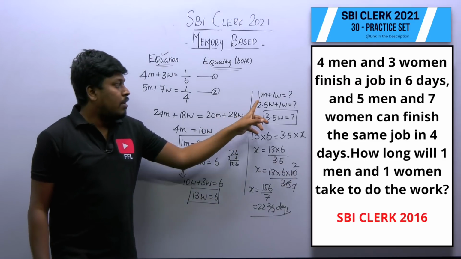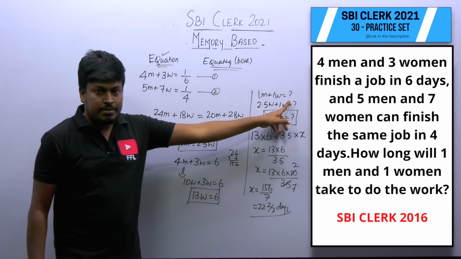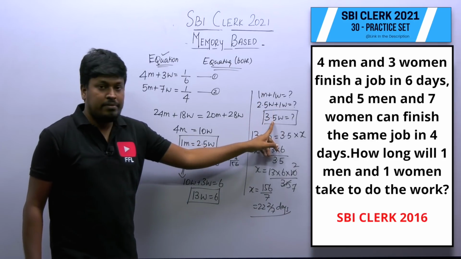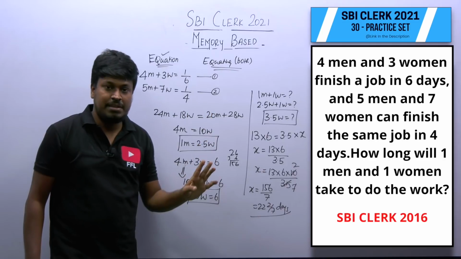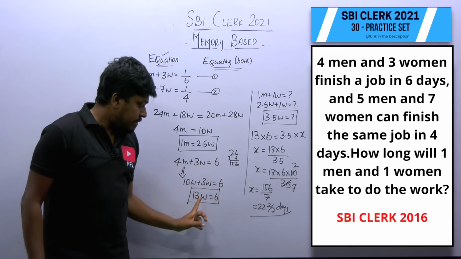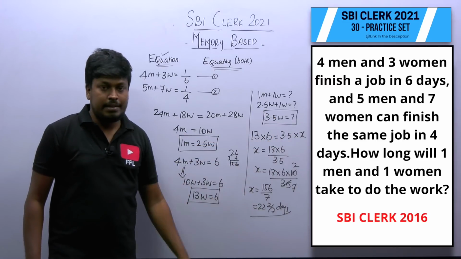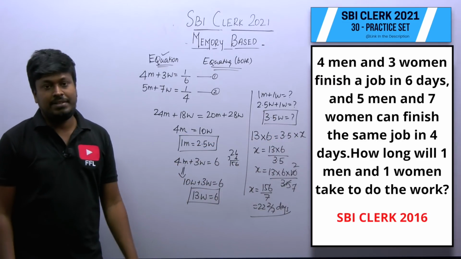According to the question, 1 man and 1 woman, how many days? We know that 1 man is equal to 2.5. So 2.5 plus 1 will be 3.5. So 3.5 women is equal to question mark. So we know that 13 women can complete a piece of work in 6 days. 3.5 women in how many days? Cross multiply it, you will get the value of x.